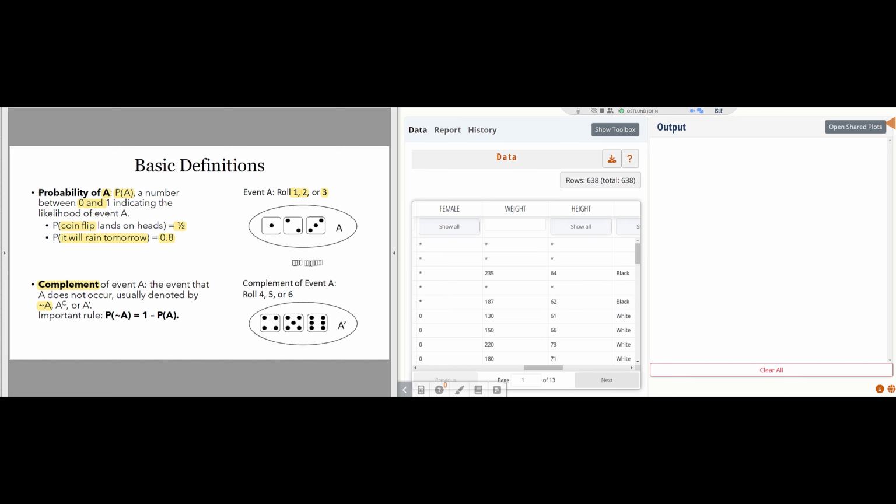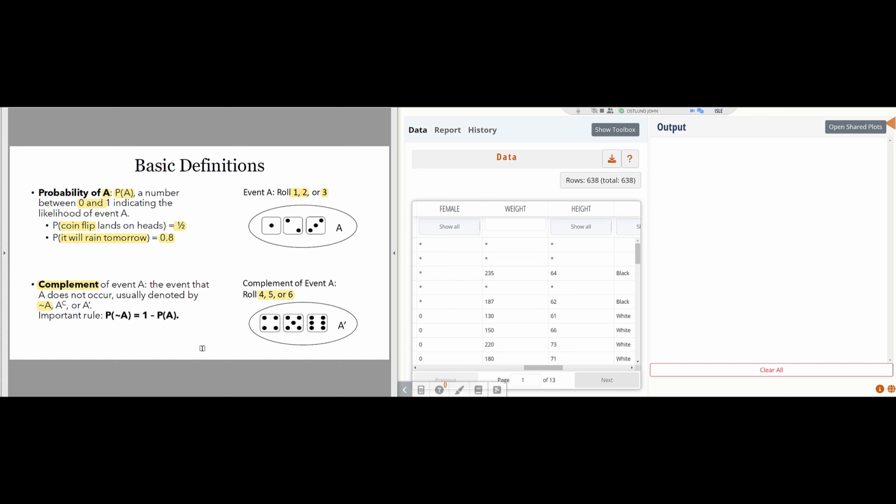Using the example of rolling a die again, we describe the event A, that when we roll the die we get either a 1 or a 2 or a 3. The complement of that event is that we do not get a 1, we do not get a 2, we do not get a 3, so we have to get some other outcome: 4, 5, or 6. And in this case, we said the probability of rolling a 1, 2, or 3 is 0.5. The probability of rolling a 4, 5, or 6, therefore, must be 1 minus 0.5, which is also 0.5.